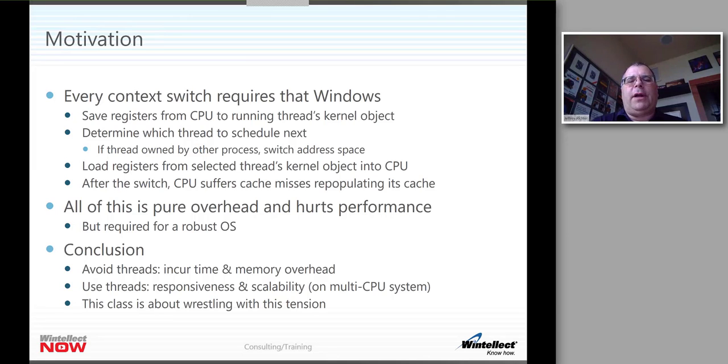And another reason to use threads, of course, is to gain scalability if you happen to be on a multiprocessor machine, which, as I said, today, multiprocessor machines are commonplace. Almost every computer today has multiple CPUs in it. And so what we're really talking about in this session today is how to wrestle with the tension. We want to avoid threads as much as possible because we don't want to waste time and memory, but we also want to use threads in order to keep our applications responsive and also keep them scalable so that we're leveraging the CPU hardware that we do have available to us so that we can make things perform quickly.